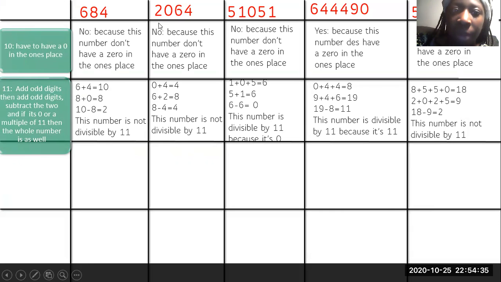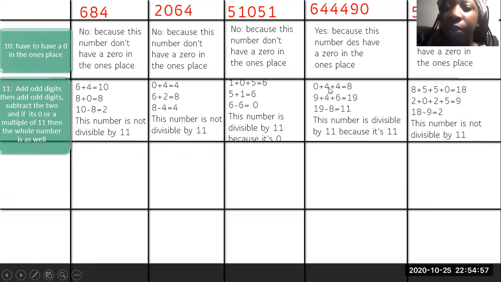And then we'll just keep going. So we have a 0, 4, which equals 4. Then we have a 6 and 2, which equals 8. So 8 minus 4 is 4, and it's not divisible by 11. Then we have a 0, 1, and 5, which is a 6. Then we have another 6 because of 5 and a 1. And then 6 minus 6 is 0, which means this is divisible by 11.